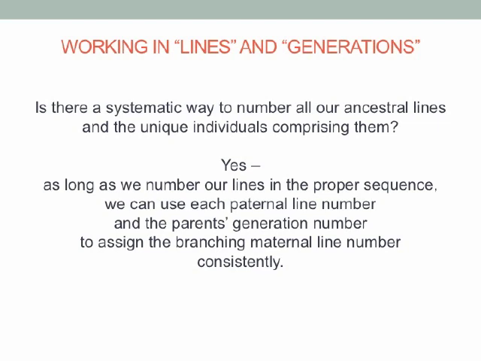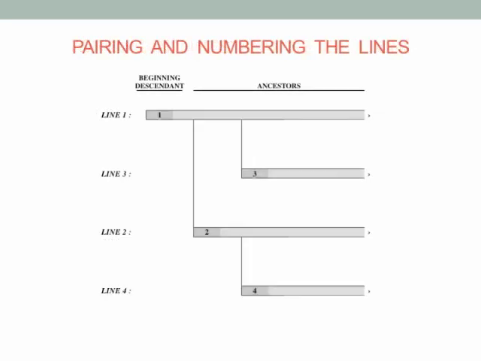Well, yes. As long as we number the lines in a proper sequence that meets that goal, we can use paternal line numbers and parents' generation numbers to assign the branching maternal line numbers consistently. And that's what ancestral lines is all about. One way to look at it is to go back to the chart we just saw and think about numbers and the sequence of lines. One of the best things about ahnentafel is it's simple and straightforward, but it's numbering individuals.